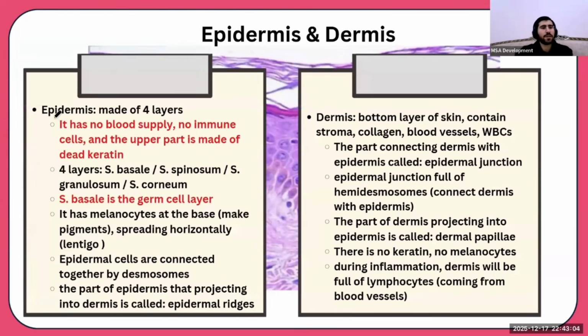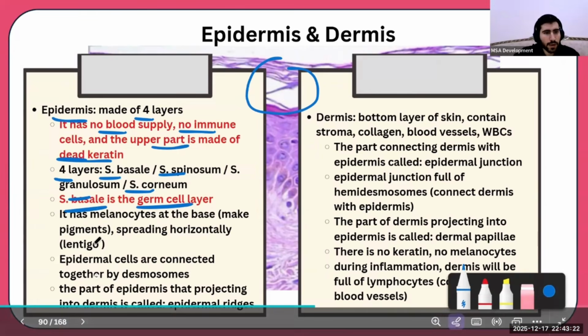Everything I said is written here. So the epidermis is made of four layers. It has no blood supply, no immune cells, and the upper part is made of dead keratin because blood vessels don't reach here. Nutrition can't reach here. It's made of four layers: stratum basale, spinosum, granulosum, corneum. And stratum basale is the germ cell layer that gives rise to all layers above it.